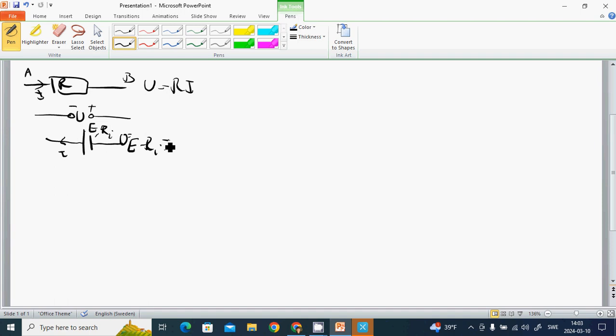Now we have an example. Resistance R is 22 ohm, and I is 1.2 A. We will know that U is Ri, which equals 26.4 volt.